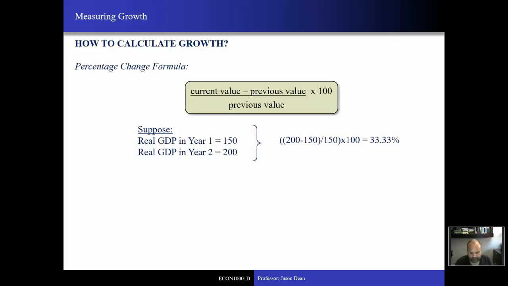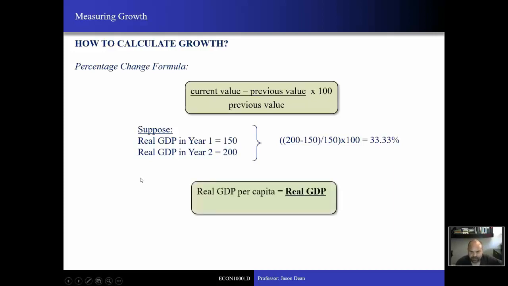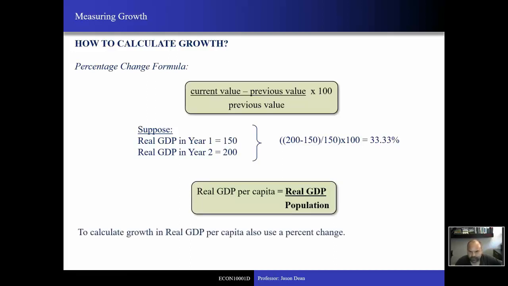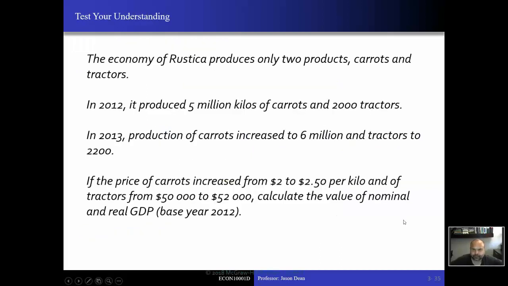But another interesting measure would be to divide real GDP by the population. So then you get an estimate of sort of how much of the economic pie everyone has on average. And so we could just take real GDP and divide it by the population, and then that would give us real GDP per capita. And then to find growth in real GDP per capita, we just take the percentage change as we did here, but we're going to be using real GDP per capita instead.